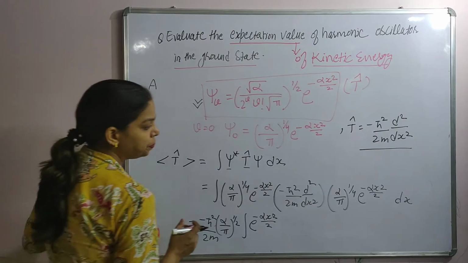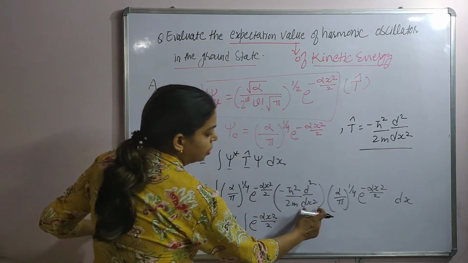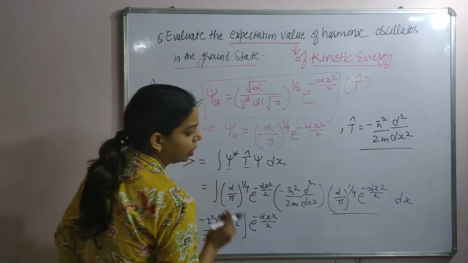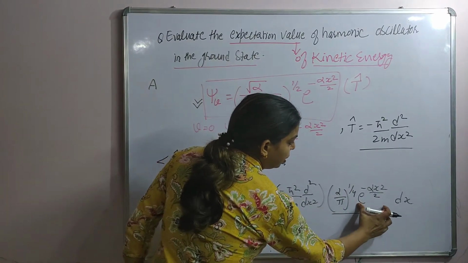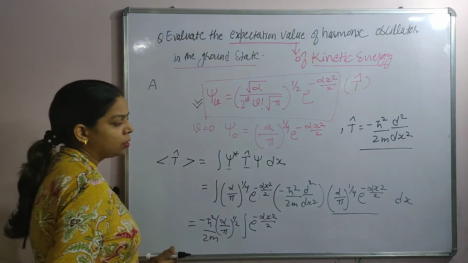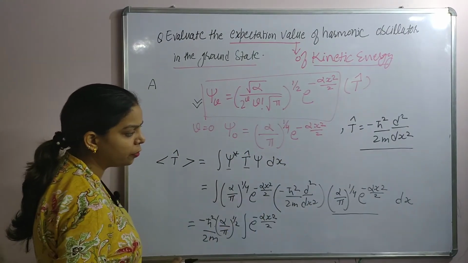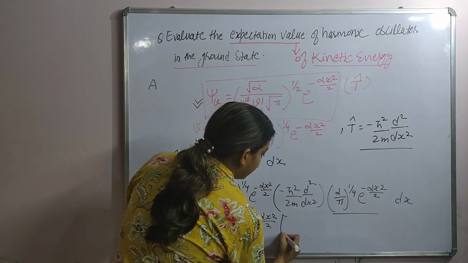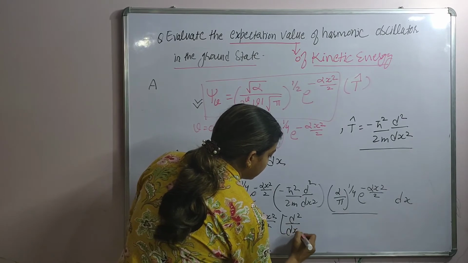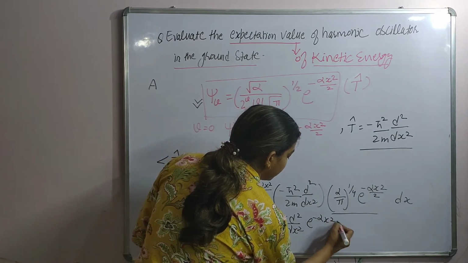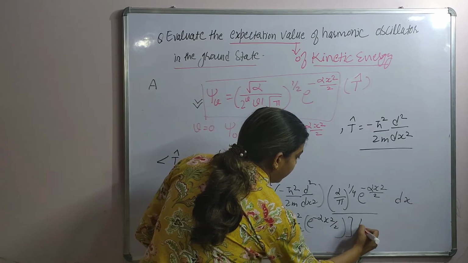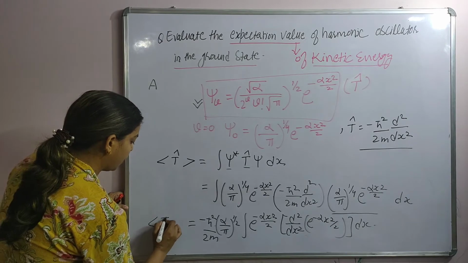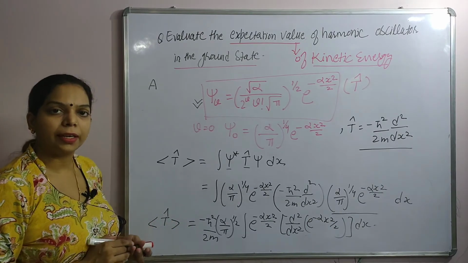Over here we have this operator, which will be operated on this function. This constant term has already been taken out. Now this operator will be operated on this function only. So the double derivative of that function means e raised to power, d2 upon dx square of minus alpha x square by 2, dx. So let's further simplify this to find out the average value of kinetic energy.